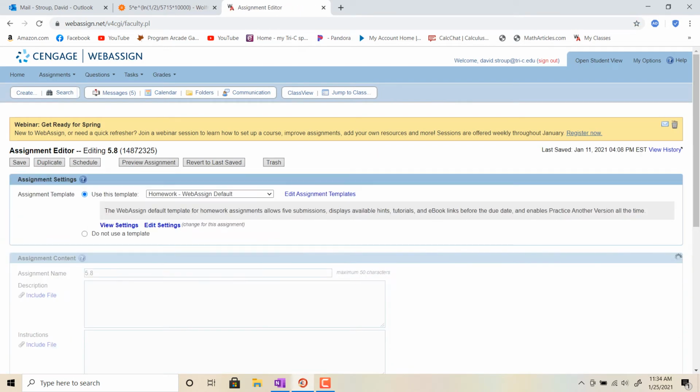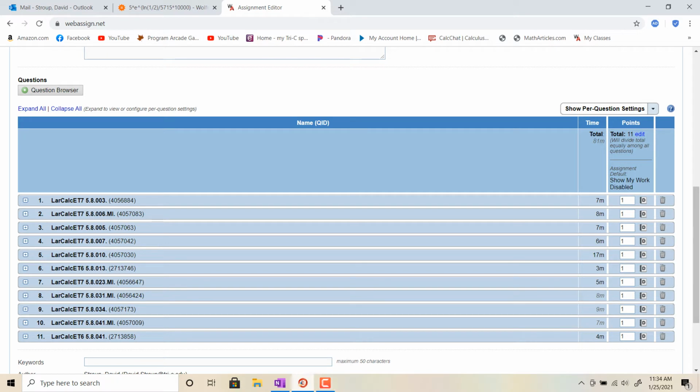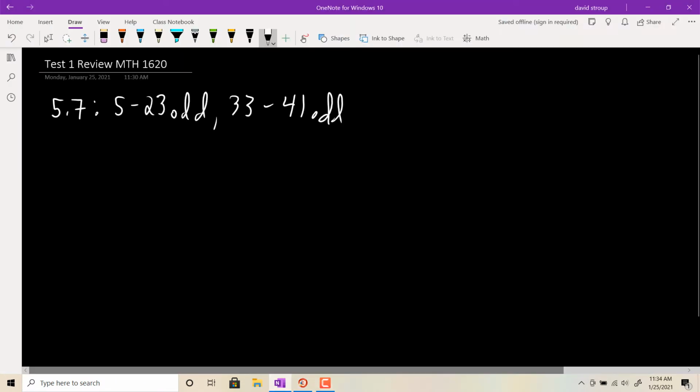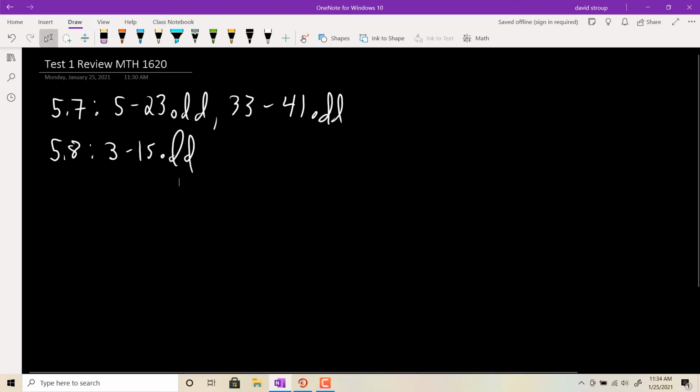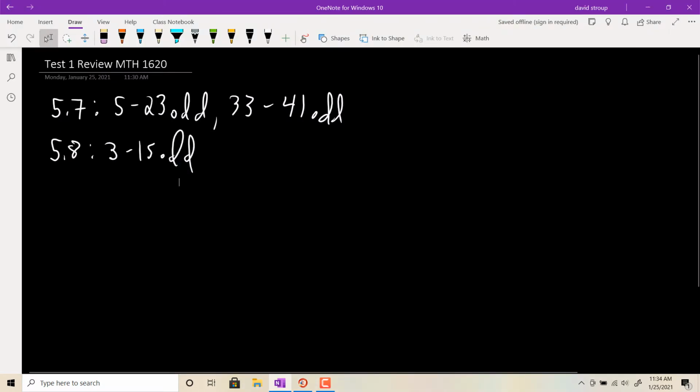Like in 5.8, you see it says LAR Calc ET7 5.8.003. That 003 is the number of the question in Webassign. So, for example, in 5.8, I'm going to be looking at questions similar to 3 to 15 odd. So if you go in the Webassign and look at those kinds of questions, the first 6 questions, I'll find one that's similar to those. Okay, so hopefully that helps a lot.